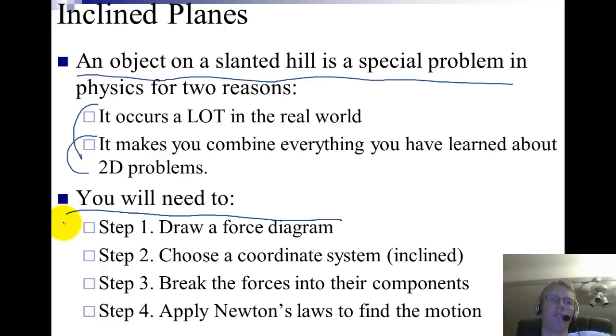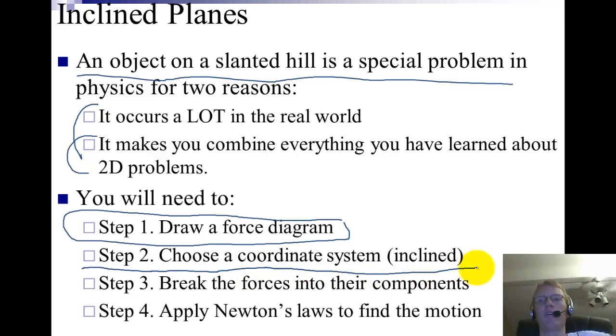Number 1, just like any other force problem, is you should draw a force diagram, obvious. Then you have to choose your coordinate system. But now you're going to draw your coordinate system inclined, and on the next slide I'm going to show you what I mean by that.